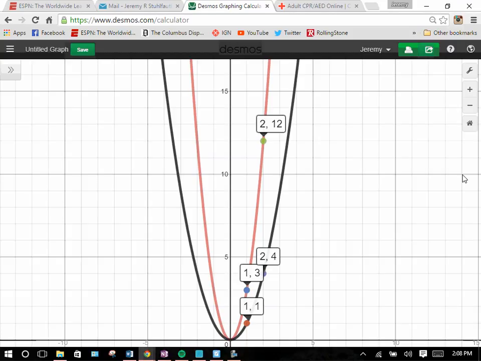So what's happening here is each y value, each f of x value, is being multiplied by 3. So it's 3 times f of x. What was f of x? F of x was the parent function x squared. So it's 3 times x squared, or 3x squared.